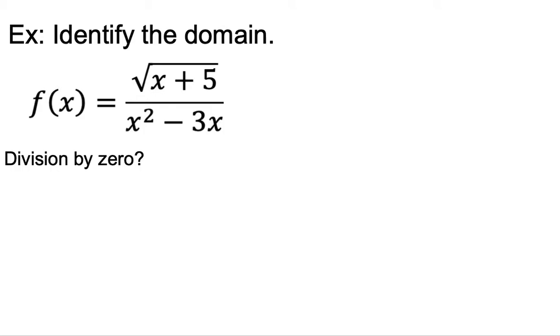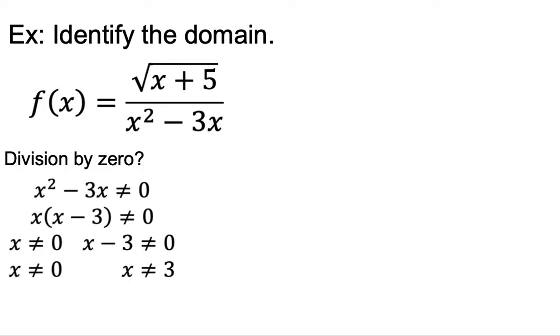Taking the denominator x squared minus 3x and saying it's not equal to 0, we can factor the left-hand side and then set each of those factors not equal to 0. Solving, we obtain that x cannot be 0 and x cannot be 3. Now we move to the second question.